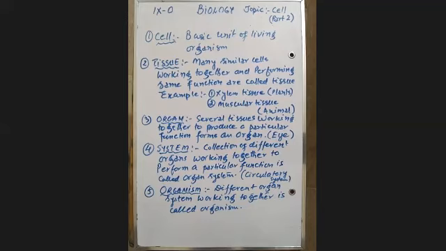Is it clear? So children, I'll repeat it once more. What is a cell? Basic unit of living organisms. What are tissues? Many similar cells working together form tissues. Examples are xylem tissues and muscular tissues. Organ: different tissues working together to perform a particular function form an organ. Examples: eye, heart, lungs, these are organs. When different organs combine together, they form a system. Circulatory system, respiratory system, reproductive system. Now these different systems combine together and form the whole organism.